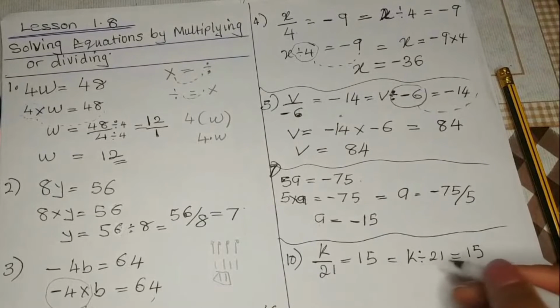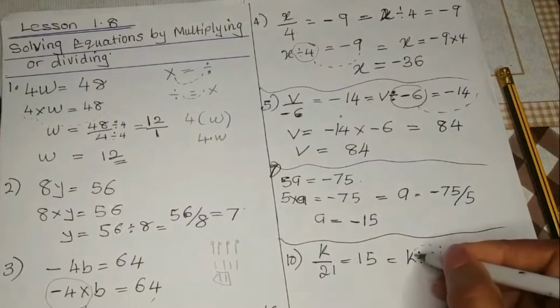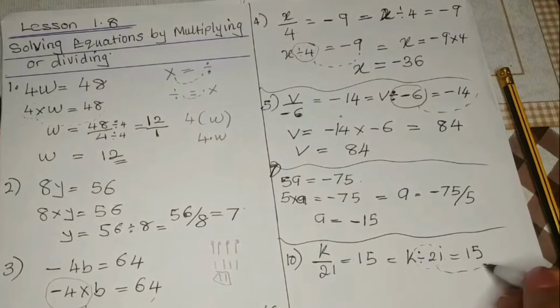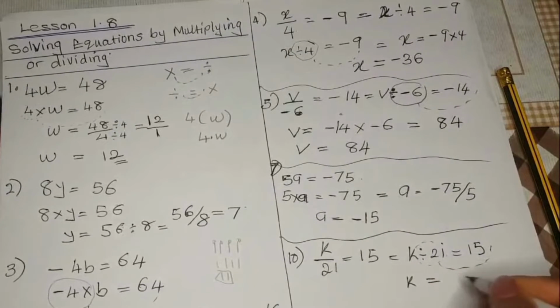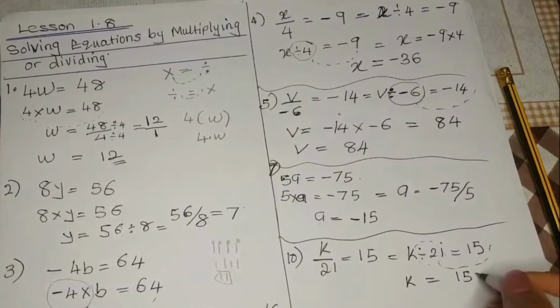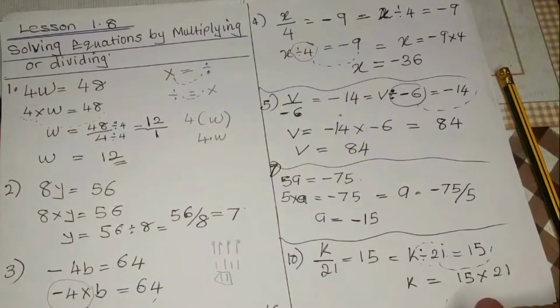So what is k? We are looking for k. We don't know what k is. In order to get k, we're going to move everything here over here, so that we'll leave k alone. 15 multiplied by 21. So what is 15 multiplied by 21?